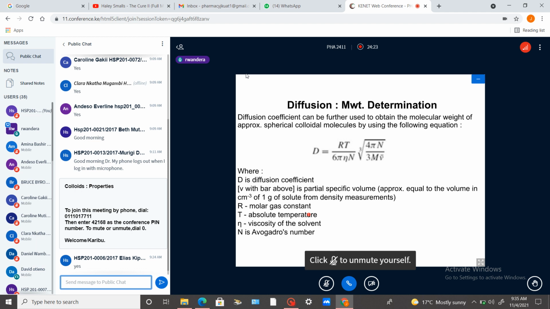So based on this equation, you can also determine the molecular weight of your spherical colloidal particles. So diffusion motion can assist you to determine the radius and hence the particle size, and also the molecular weight of your colloidal particles.